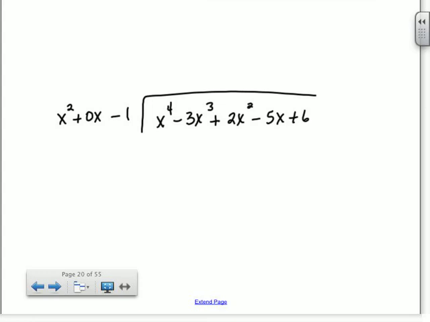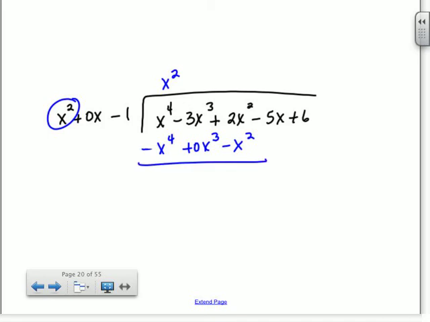Okay. So you say, what do you multiply x squared by in order to get x to the 4th? So you need x squared. You multiply x squared by everything in the divisor. So x squared times x squared is x to the 4th. X squared times 0x is 0x cubed. X squared times negative 1 is negative x squared. Everybody get that far so far?